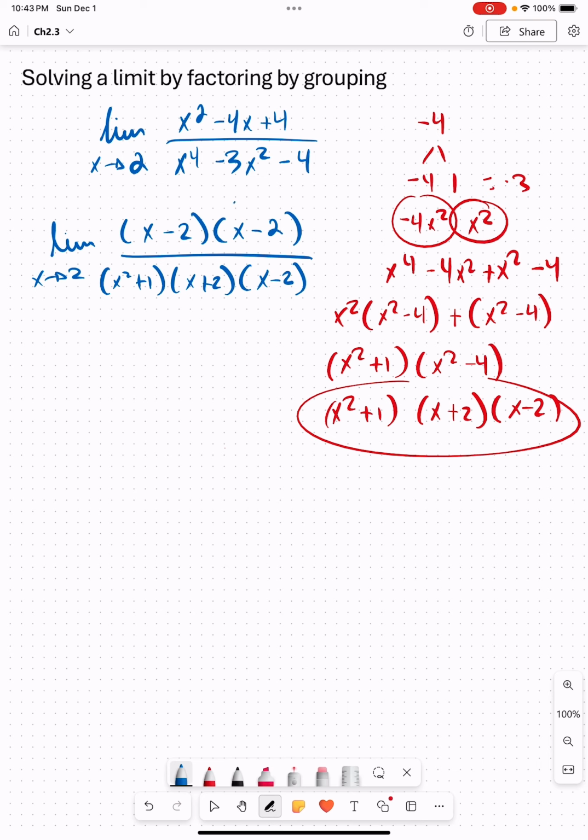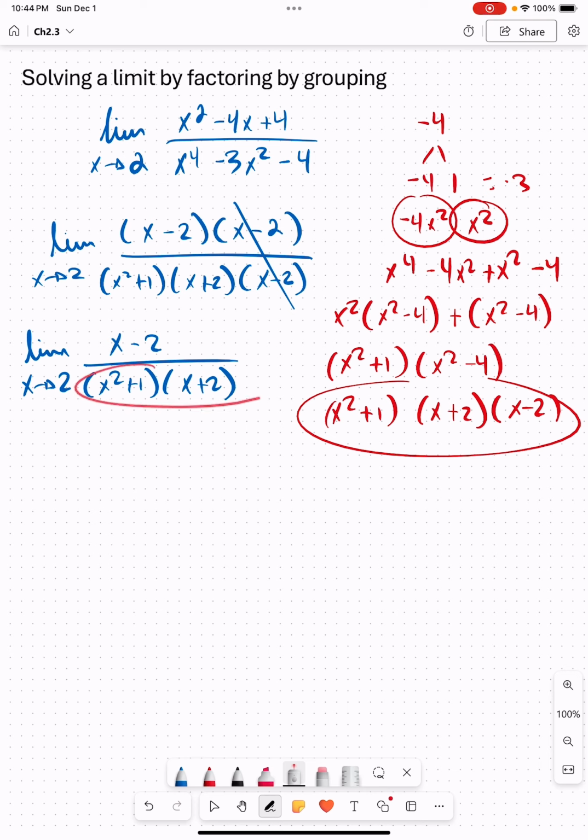Now we can see that one of the x minus 2's can be canceled out, but we're just going to be left with one factor of x minus 2 in the numerator. So we're going to have x minus 2 in the numerator, and then we're going to have x squared plus 1 and then x plus 2 as x approaches 2 here. And we can see that we're still going to be left with 0 in the numerator, but as long as we don't get the 0 in the denominator, we are still good.